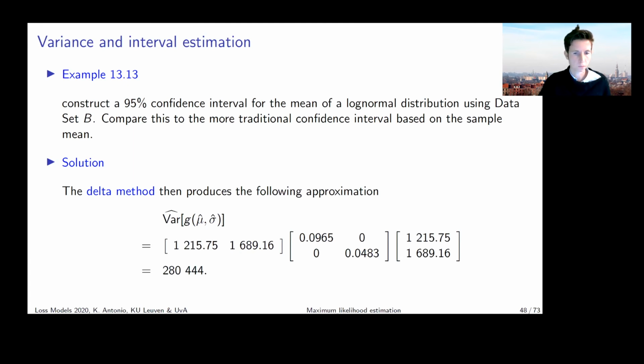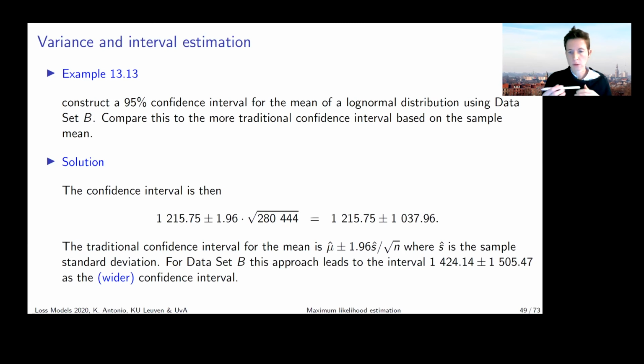So having that and using the same reasoning as before, I can write down my confidence interval. That's going to rely on this function g of mu hat and sigma hat, which we already had, plus minus 1.96 times the square root of the variance estimate that I just obtained.